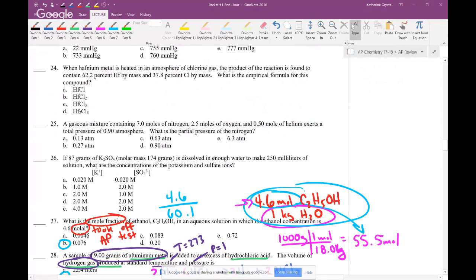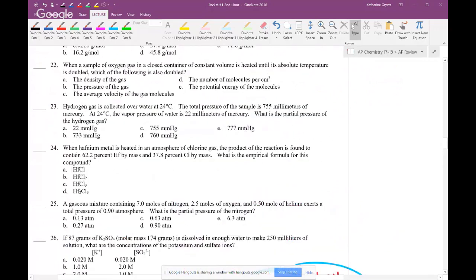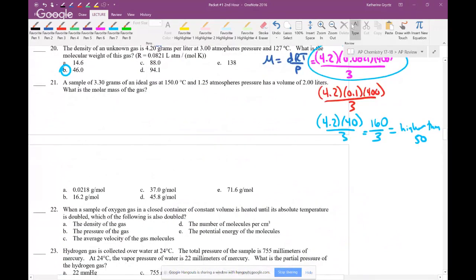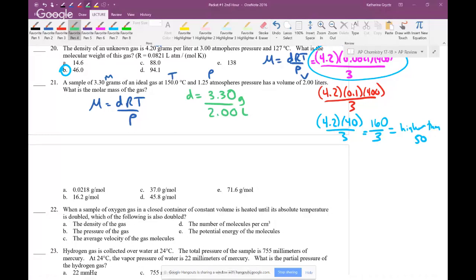Can we do 21? All right, so it wants molar mass again, and it gives you mass, temperature, pressure, and volume. This is the formula. They didn't give you density, but you can find density. They gave you mass and volume. Isn't that just mass over volume? So it'd be 3.3 over 2.